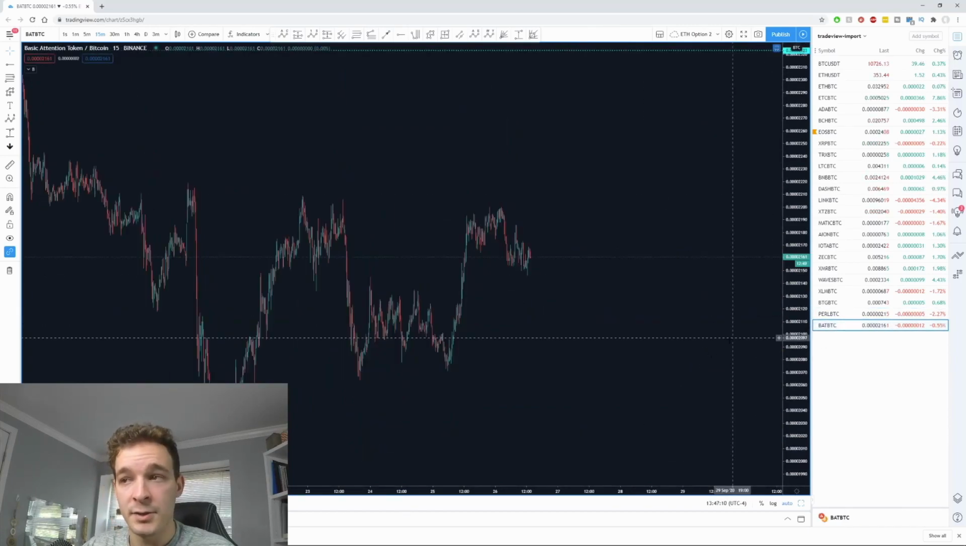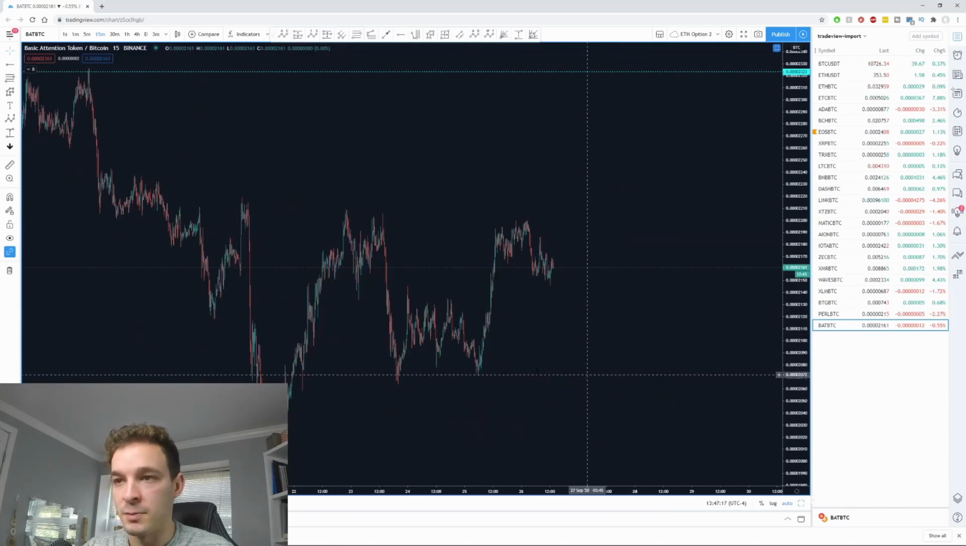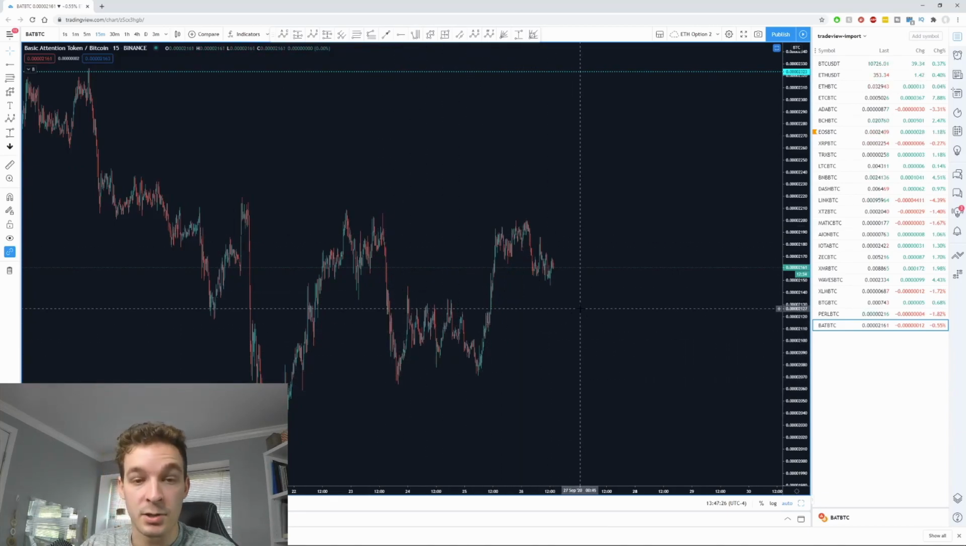And now onto the very last chart, BAT BTC. Again, on the long term, same exact story here. Let's go ahead and zoom in, and nothing to trade off of here. Had a little bit of a move, broke down below all supports here, trying to push back up, and now we're kind of just struggling.